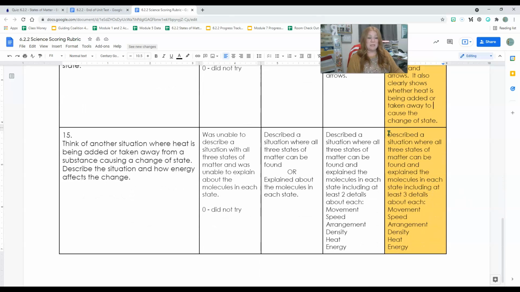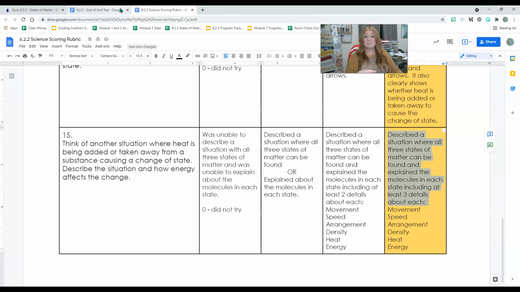If you look at the 4 on the rubric, you are going to describe a situation where all 3 states of matter are found and explain the molecules in each state, including at least 3 details about how they are changing. Some options you have: you can talk about their movement, their speed, how they are arranged together, their density, what's happening to their heat, what's happening to their energy, their kinetic energy. So what is the situation? How do you see all 3 states? What is happening in those 3 states, with at least 3 details to get that 4? Those are all things you know. So 3 states of matter with 3 details about how you know that is the state of matter the matter is in.